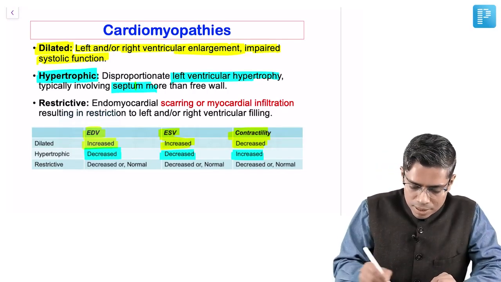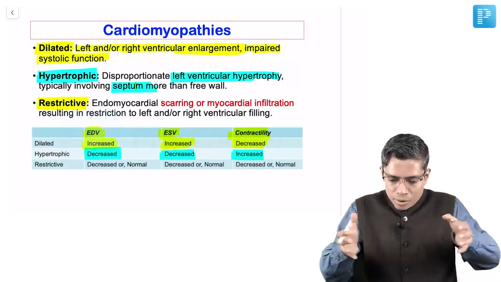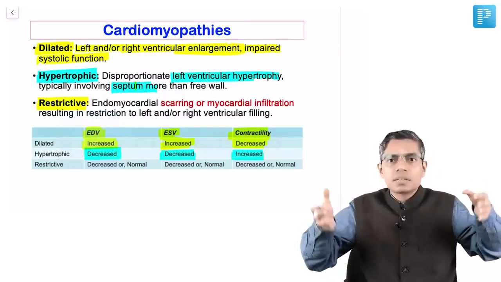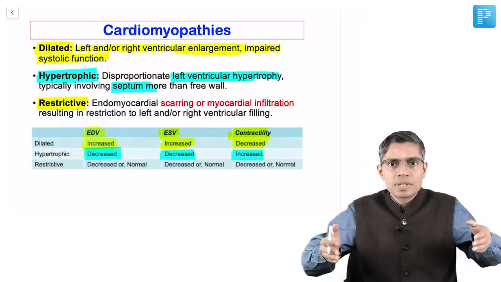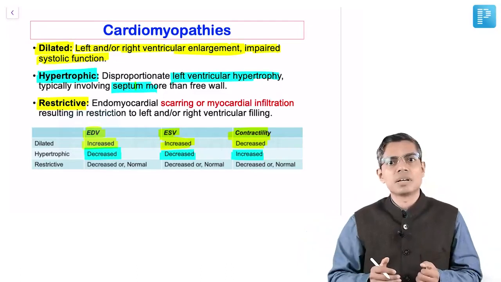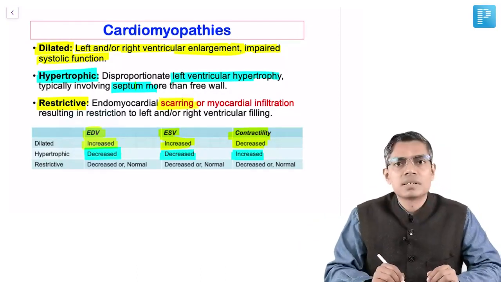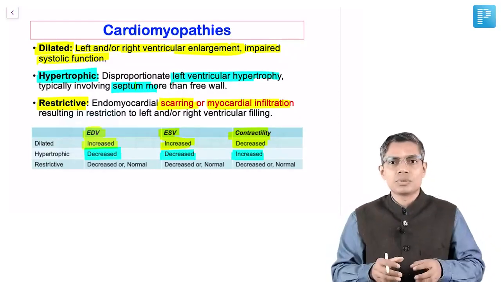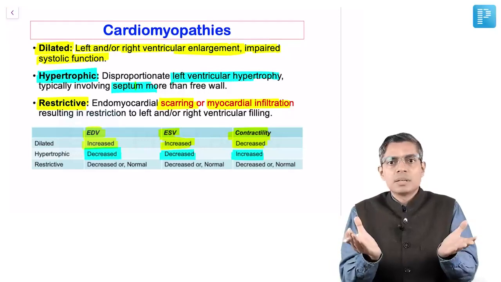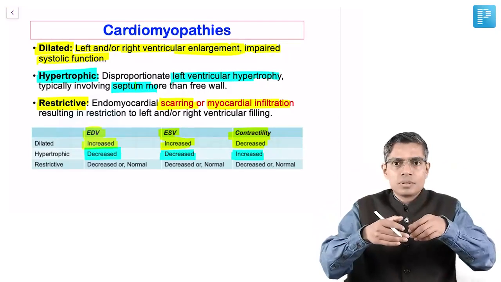Now, the third one is restrictive cardiomyopathy. The myocardium will not be able to stretch during diastole. That is restriction of dilatation, restriction of stretching of the myocardium. Why is that going to happen? If there is a certain kind of scar in the myocardial tissue or a certain kind of infiltration, so fibrous tissue is in the muscles of the heart, the muscle is not able to stretch during diastole.